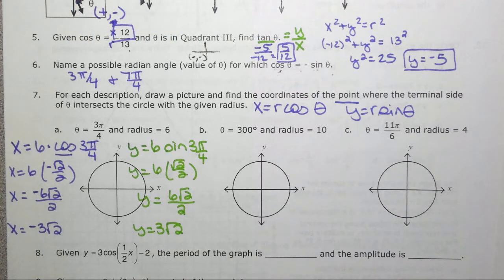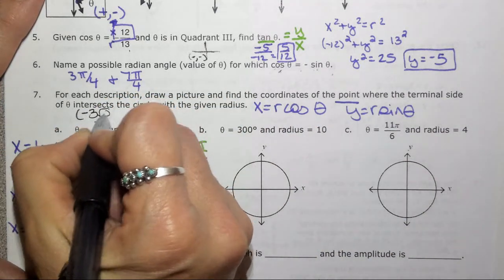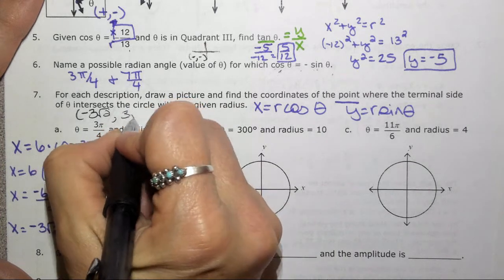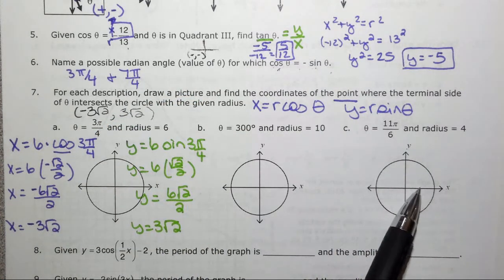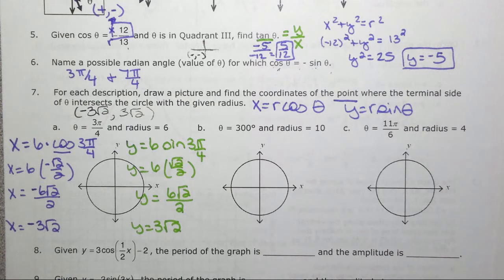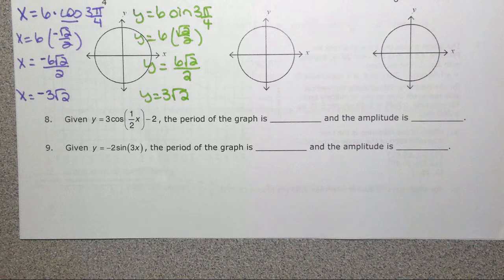So my final answer for my ordered pair is negative 3 root 2, comma, positive 3 root 2. And you're going to do the same thing for B, and you're going to do the same thing for C. 8 and 9 are trying to see if you remember about your amplitude and how to find your period.